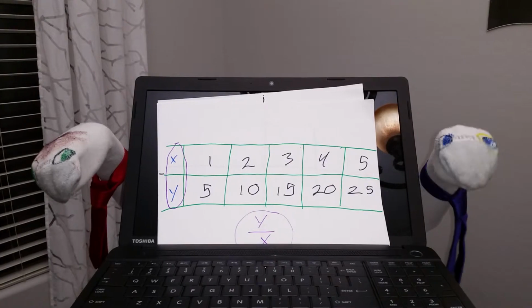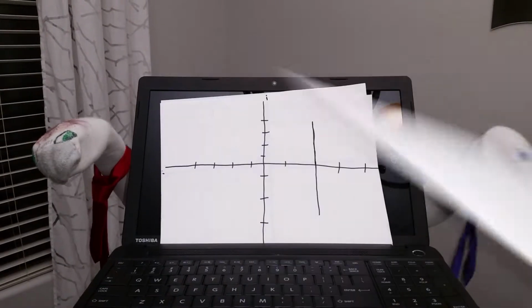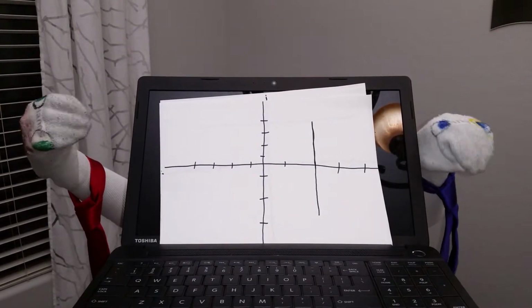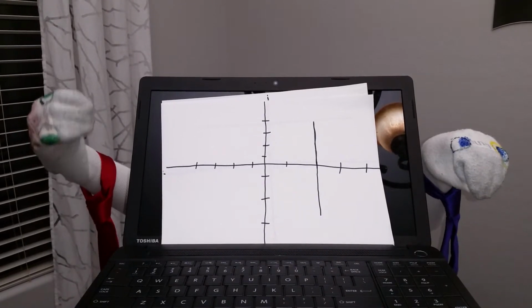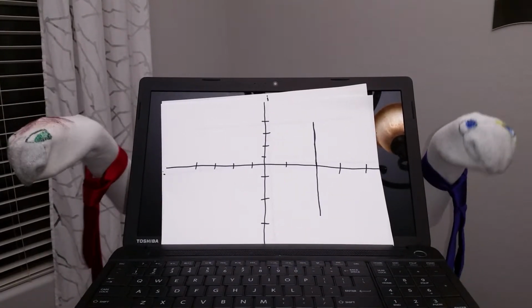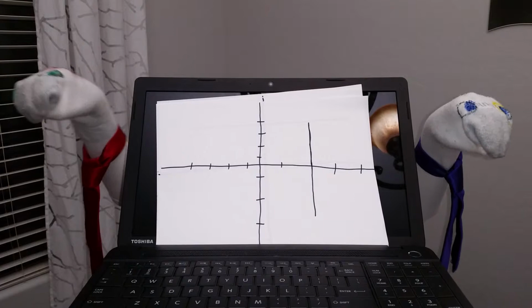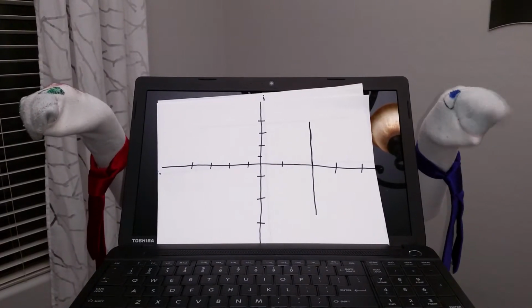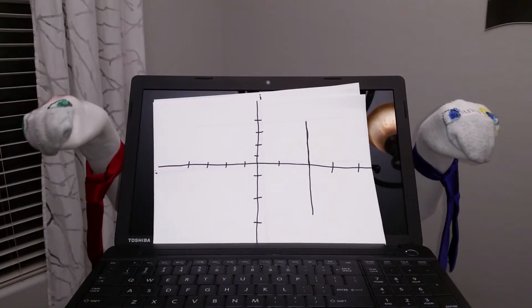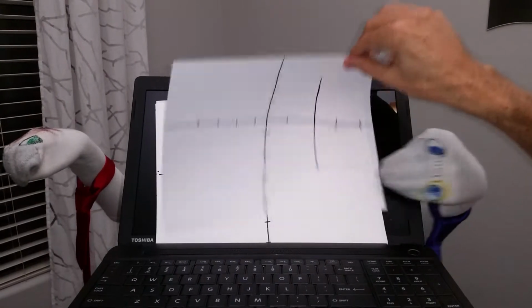Very good. Now is this a function? No, that is definitely not. The entire line fails the VLT, or vertical line test. Good, but another name for it is... This line is also referred to as undefined. Oh!